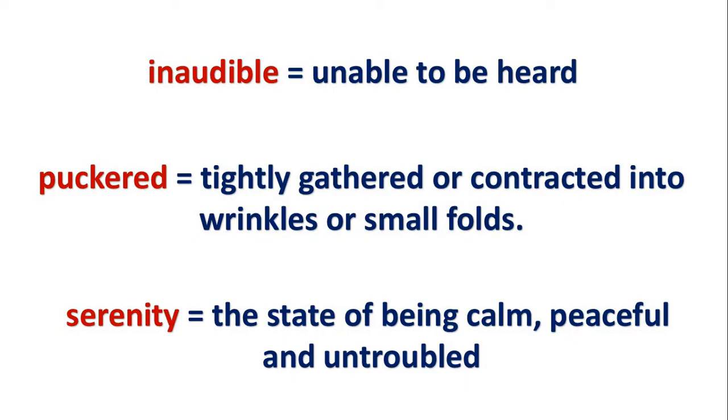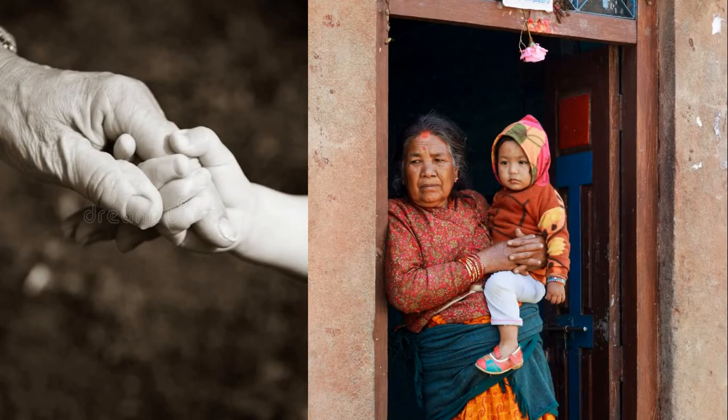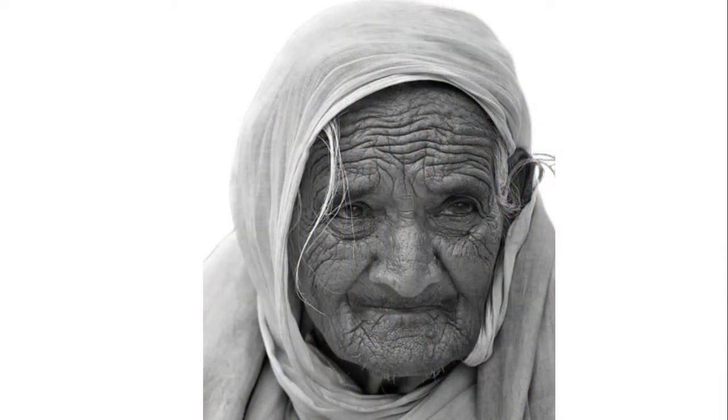Moving on to the explanation. The author Khushwant Singh says that his grandmother, like everybody's grandmother, was an old woman. The first stage of the author's relationship with his grandmother started when he was still a child. His grandmother had been old and wrinkled for the 20 years. Her face was so wrinkled that it was difficult to believe that she had ever been young and pretty.